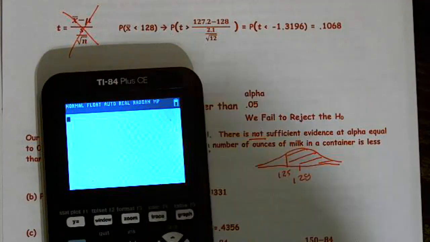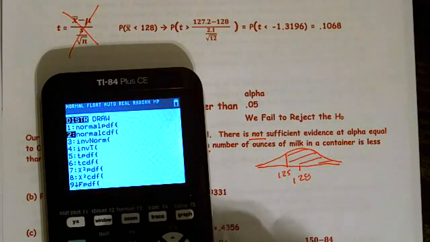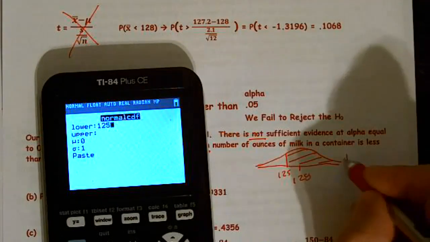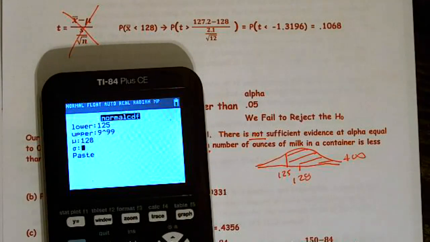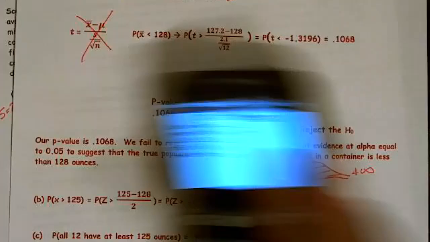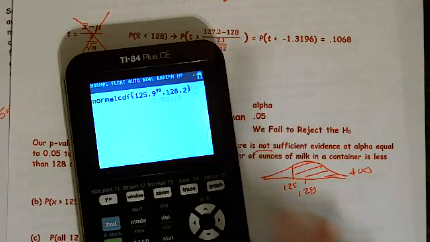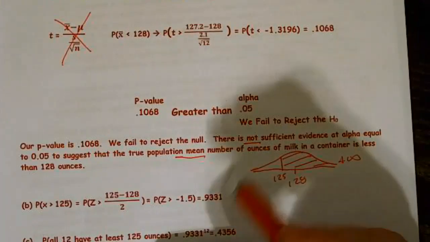Now there's a couple ways to go about doing this. We could do 2nd VARS, normalcdf, lower bound 125, upper bound positive infinity (9.99 E 99), mean of 128, and standard deviation of, what was our standard deviation? 2. And the great thing about that is, sure enough, I get my probability, which is 0.9331, but I don't get my Z-score.